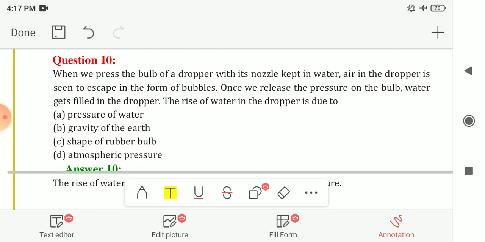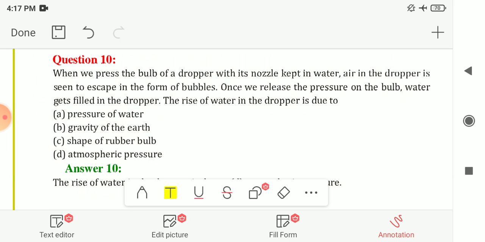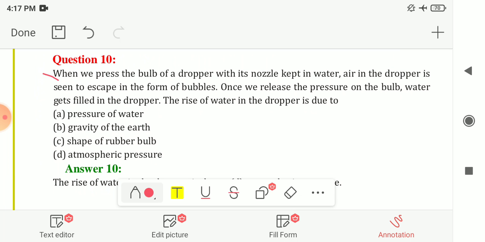Next, the last one is question number 10. When we place the bulb of a dropper with its nozzle kept in water, in the medicine bottle you might have seen the dropper with the bulb. When we place the dropper with its nozzle in water, the air in the dropper is seen to escape in the form of bubbles. When we press the bulb, we can see bubbles in the water, which means the air is escaping from the dropper.